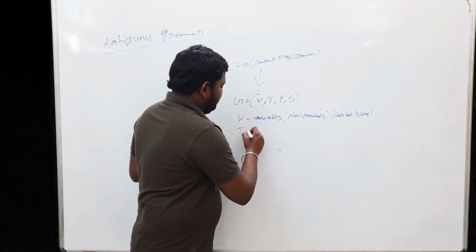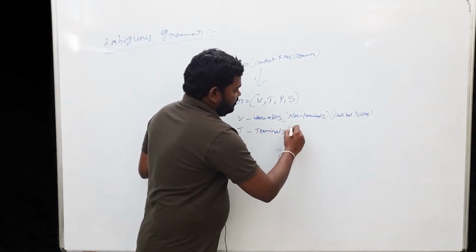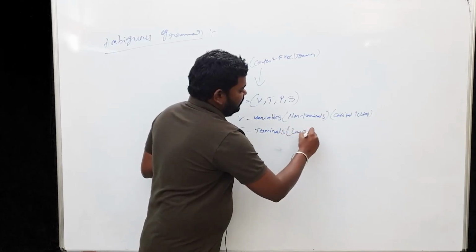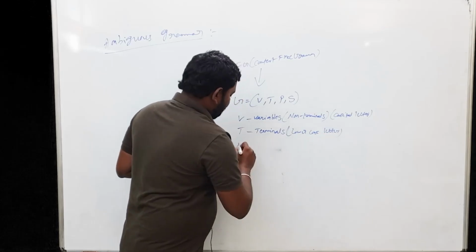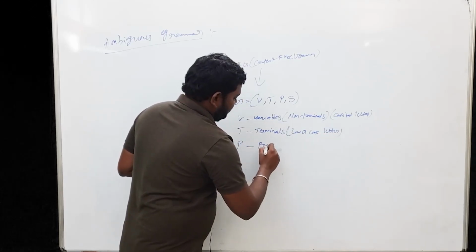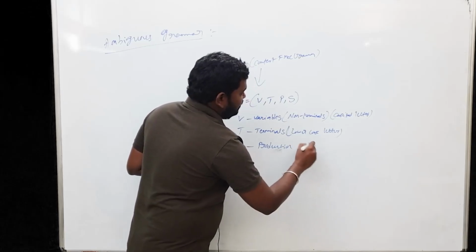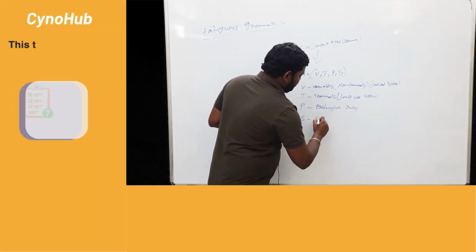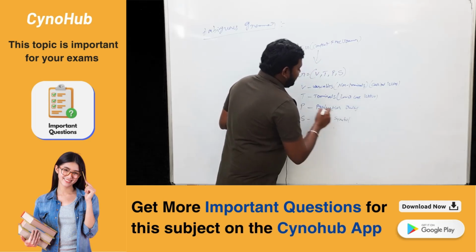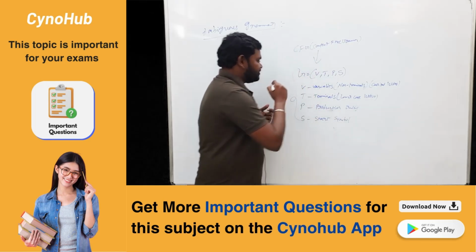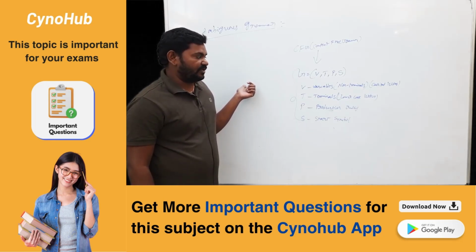And next one, T means terminals, meaning lowercase letters. P means production rules, and S means start symbol. If the grammar has these 4 things, then we can say the grammar, that the production, is in a context-free grammar.